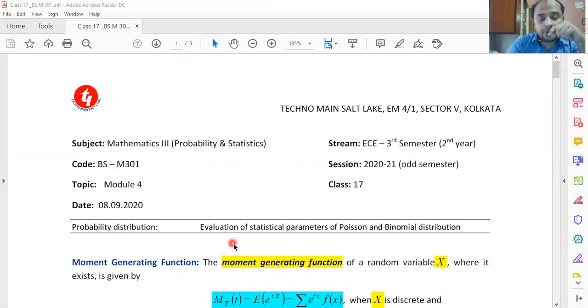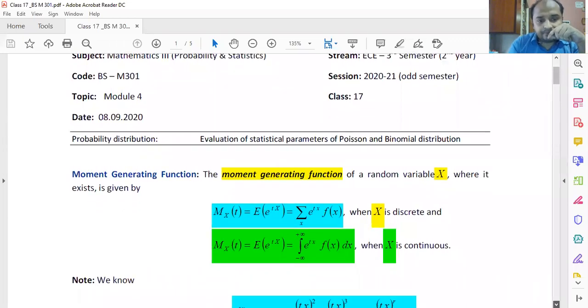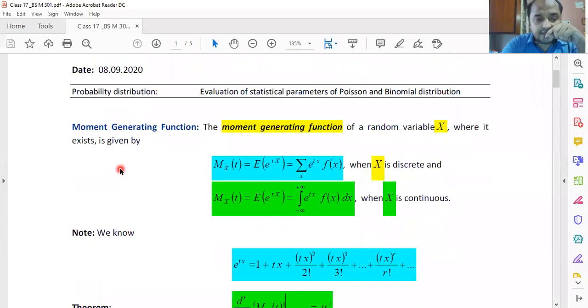Okay, I'm going to show you how to evaluate these statistical parameters for Poisson and binomial distribution, and what mathematical tool is needed. This is a very important topic, so be concentrated, be attentive. My today's very important definition is about the moment generating function. It's a very important definition.